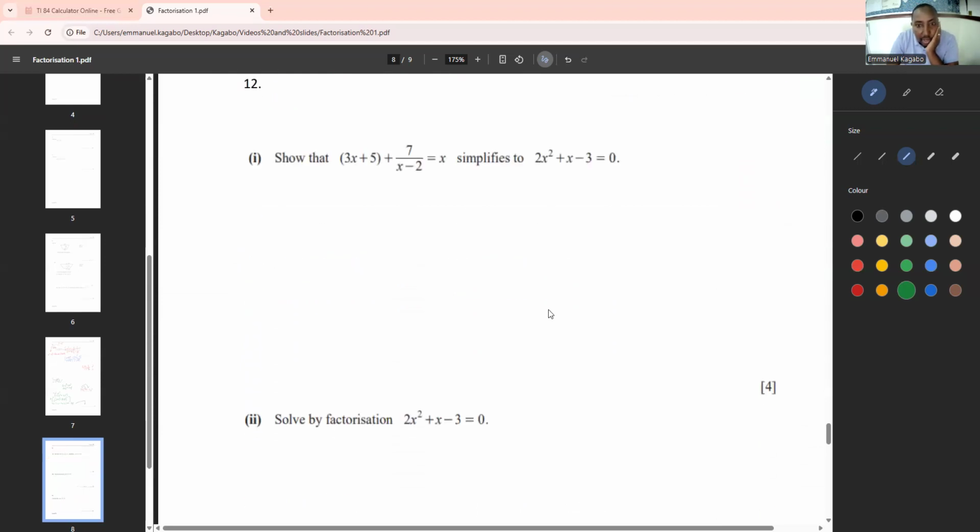Now, this question is not only about factorizing, but we're going to do some algebra here. We form this equation and then they said factorize. Are you ready?